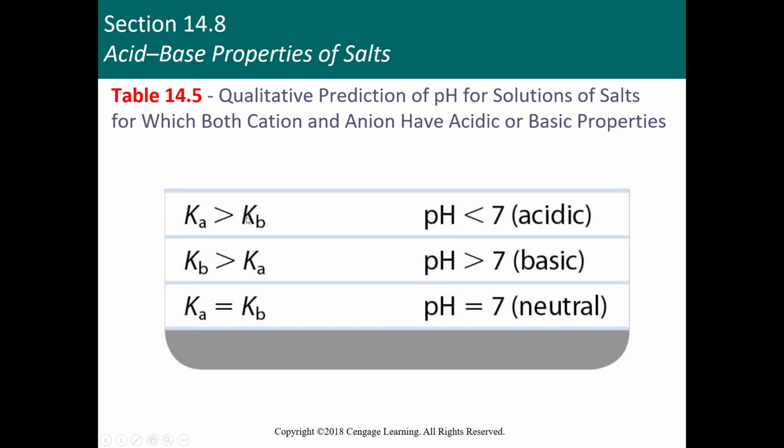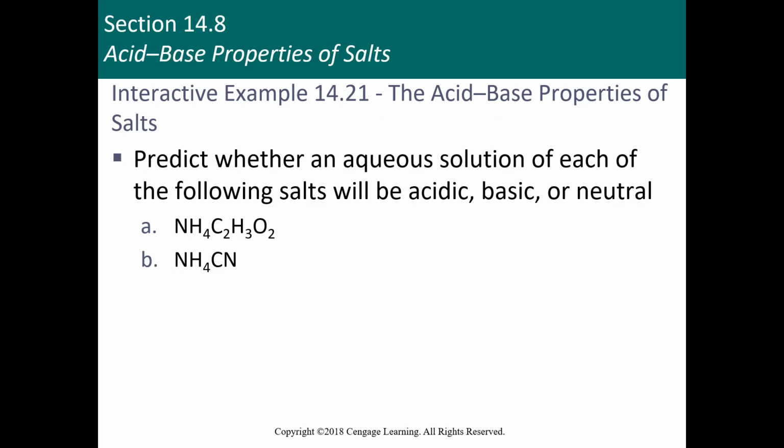If your Ka is greater than your Kb, then the pH is going to be less than 7, it'll be acidic. If your Kb is greater than your Ka, then it's going to be basic, greater than 7. If they're equal, then you just found something neutral, which at 25 degrees Celsius would be pH 7, right?